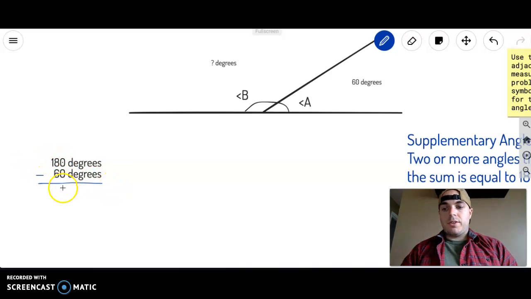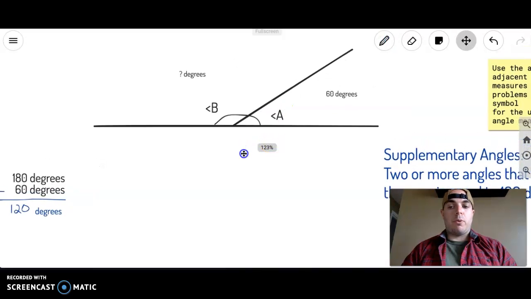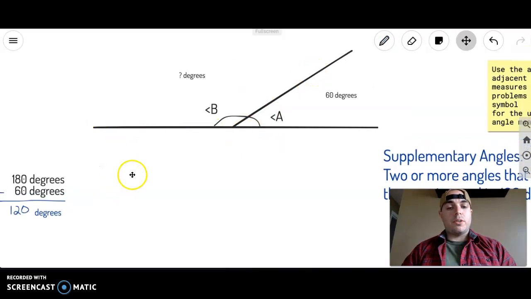So 0 minus 0 is 0, 8 minus 6 is 2, 1 minus 0 is still 1. So our answer is 120 degrees. So this is 120 degrees up there. And this makes sense because 120 degrees, if I'm just eyeballing it, without measuring it without a protractor, this looks to be about 120 degrees. I know 120 is obtuse, it is greater than 90, and a 90 would sit right about here. I know that when I add 60 and 120, I'm going to get 180, which is my straight line measurement.